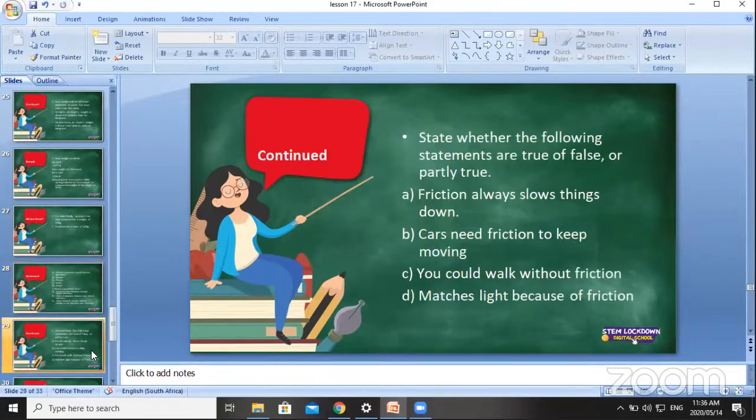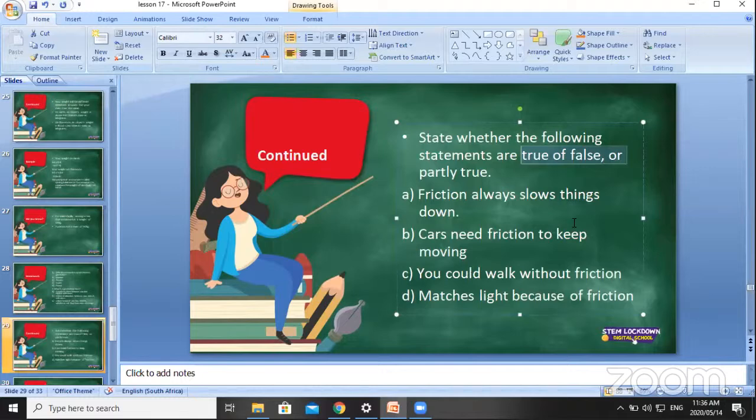State whether the following statements are true, false, or partly true. A, friction always slows things down. B, cars need friction to keep moving. C, you could walk without friction. You could walk without friction.